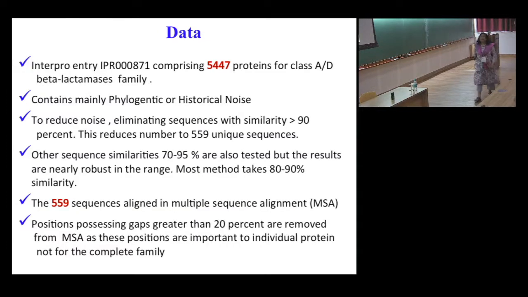So we get the data from the protein data bank, which is this one, and it consists of 547 proteins in this class A over D beta-lactamase. And there's a lot of noise there, which we can process and filter. And from the 547, we get a sequence of 559, which we then align in a multiple sequence alignment.